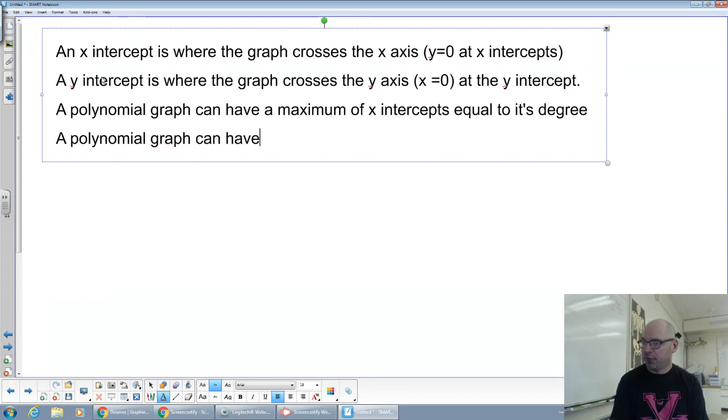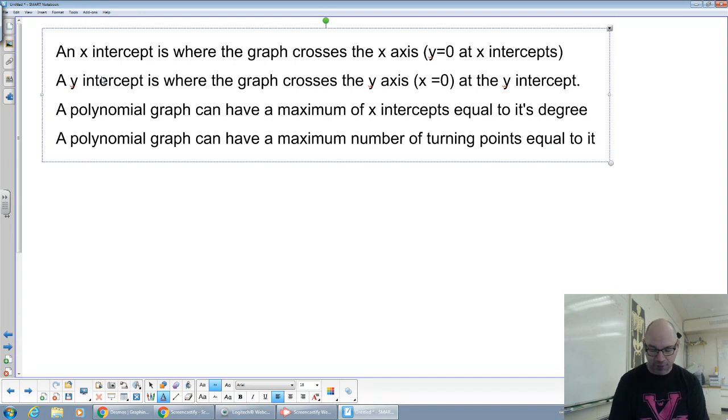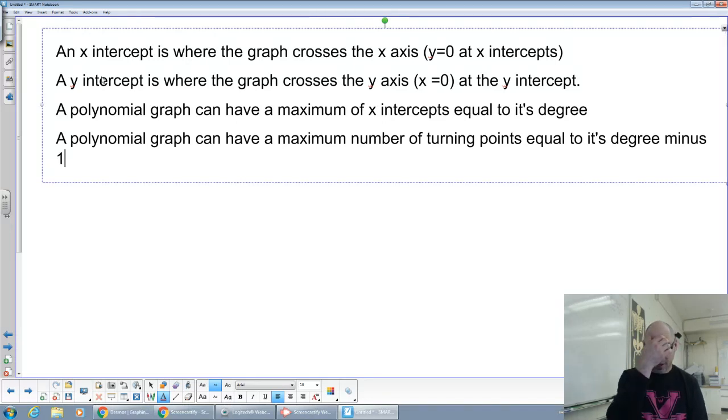can have a maximum number of turning points equal to the degree minus 1. So x squared would have 2 minus 1, up to 1 turning point. X cubed would have 3 minus 1, up to 2 turning points. X to the fourth would have up to 3 turning points, and so forth.